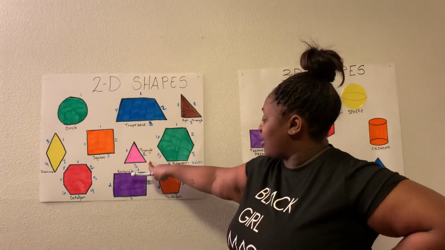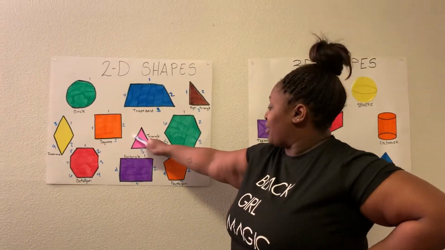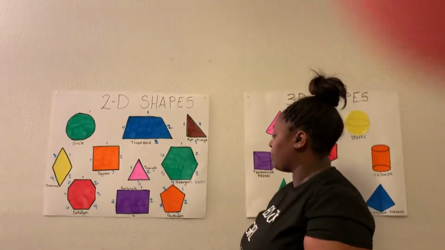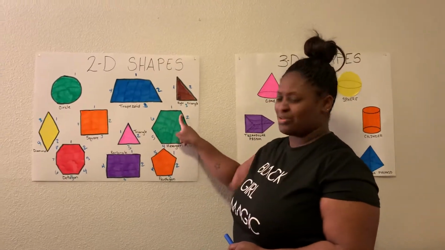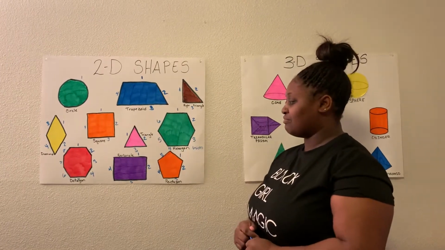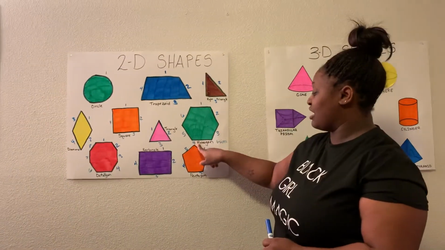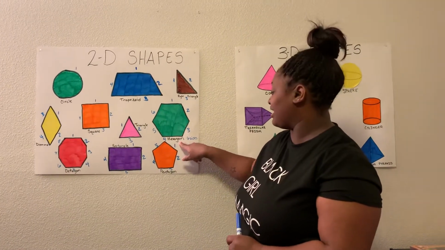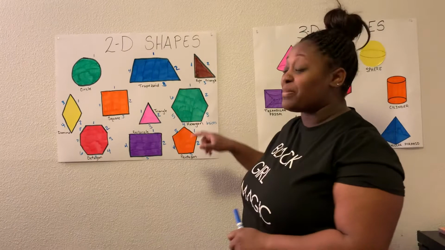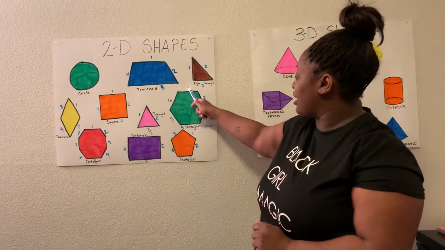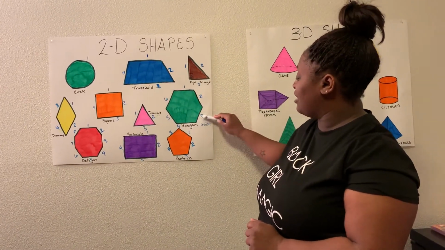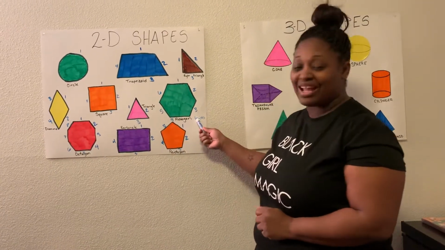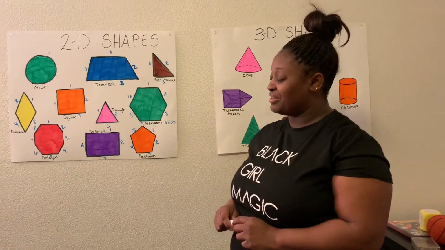Let's see. Our triangle has 1, 2, 3 sides. Good job. Now, what shape is this? Does anybody know what shape that is? It starts with the H. It's called a hexagon. Hexagon. Let's see how many sides a hexagon has. 1, 2, 3, 4, 5, 6. A hexagon has 6 sides.